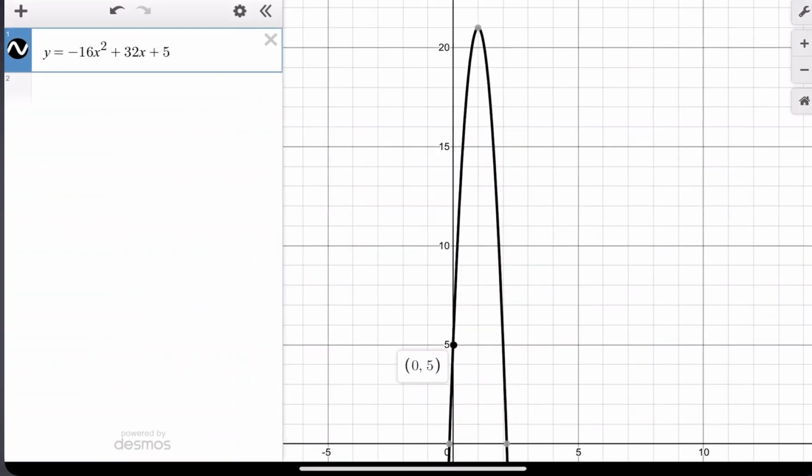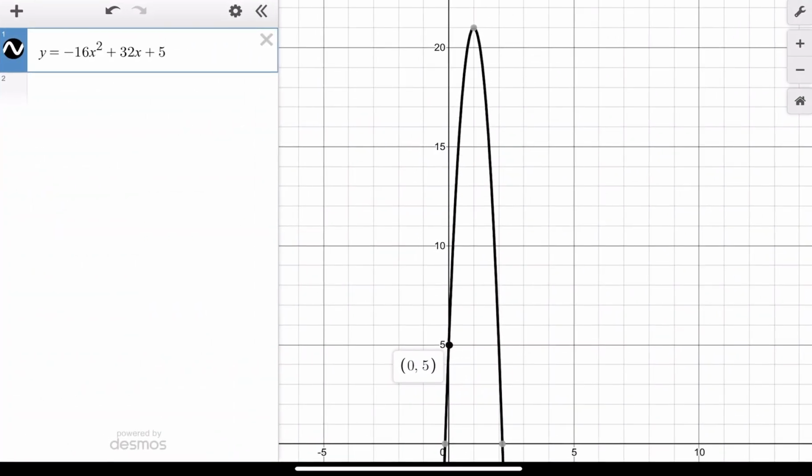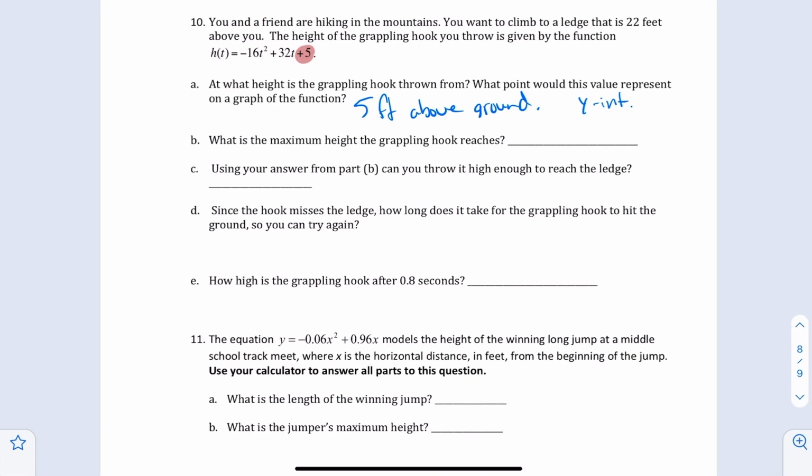Now, if I want to know the maximum height, I need to look at the maximum of the graph, and it looks like I reach a maximum height of 21 feet. So the grappling hook makes a maximum height of 21 feet in the air, and since the ledge happens to be 22 feet tall, and I can only throw it 21 feet in the air, no, I cannot reach the ledge. So since the hook misses the ledge, how long does it take for the grappling hook to hit the ground so I can try again?